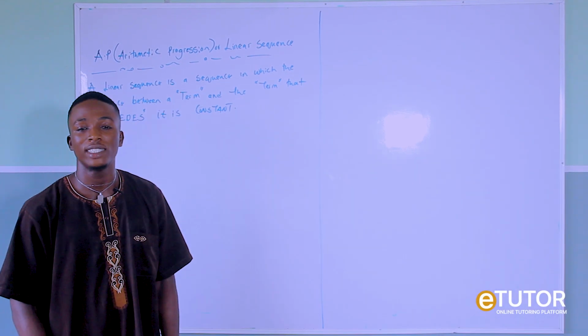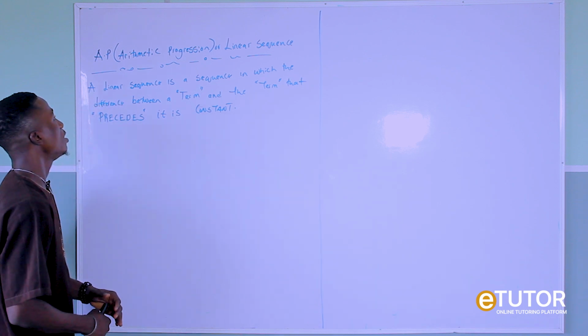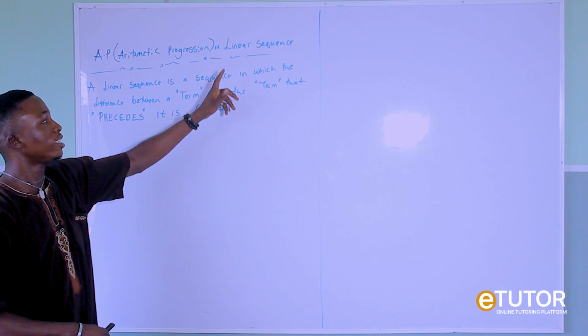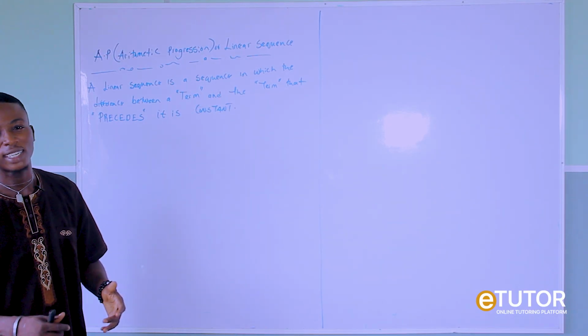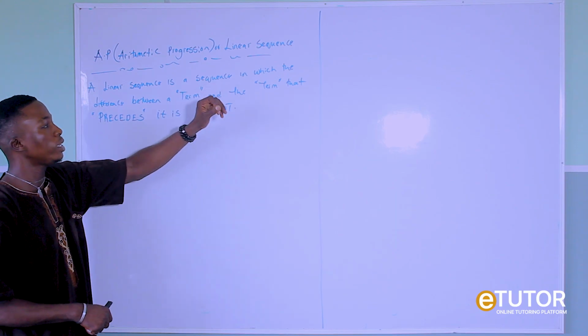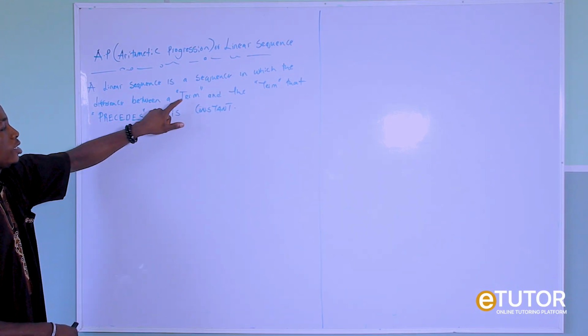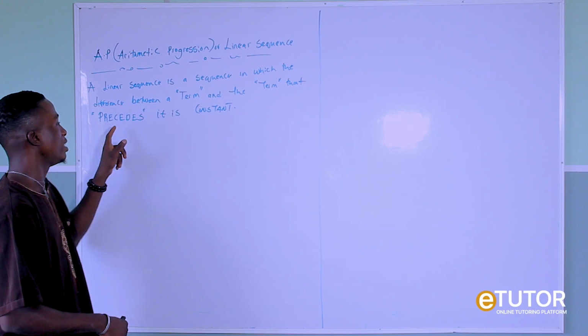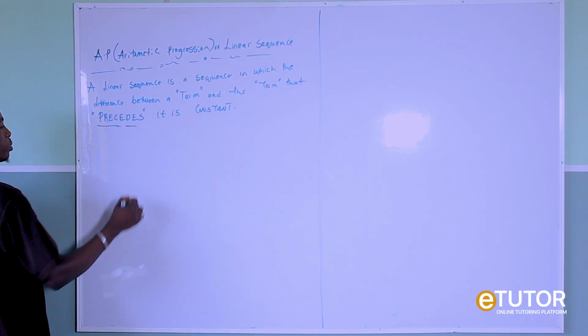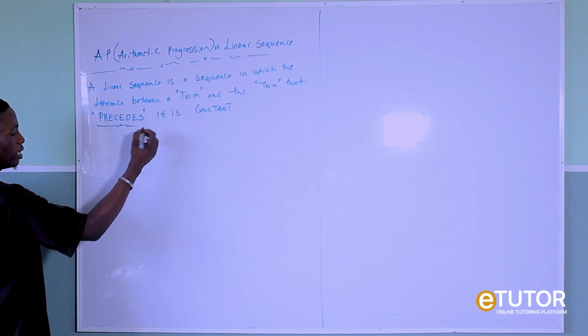Alright, so what exactly is an AP? An AP means arithmetic progression. It's otherwise known as the linear sequence. An AP is a sequence in which the difference between a term and the term that precedes it is constant. The word precedes means comes before.